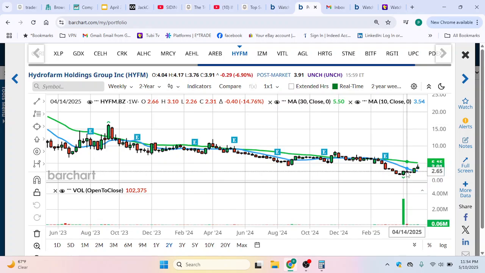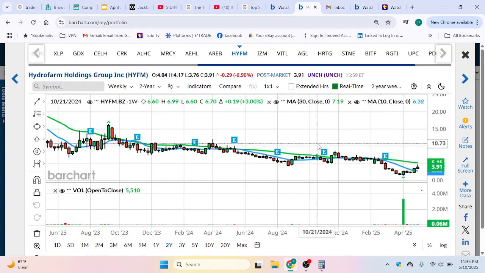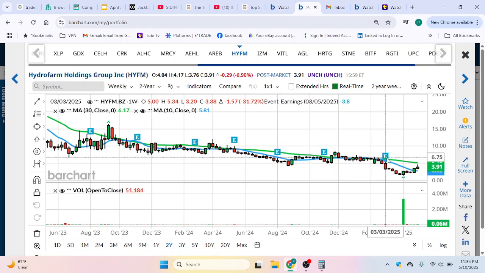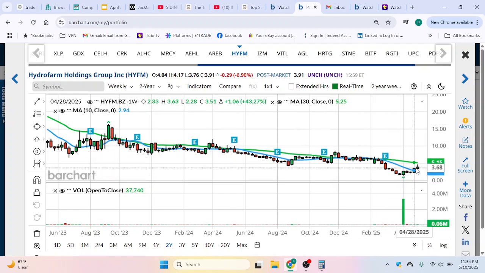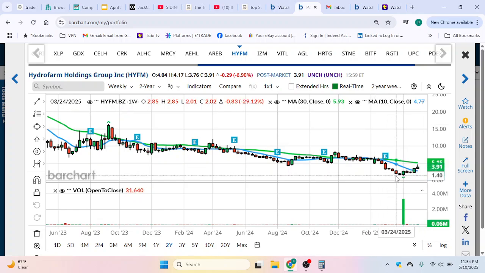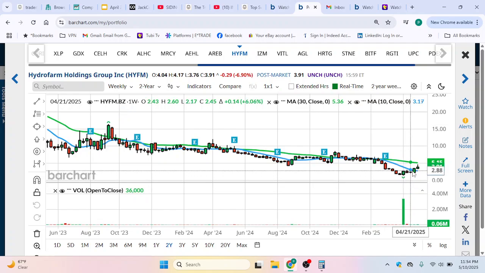And I don't want to get overexposed to something like this because, 1, it's been in this long-term downtrend. 2, it has negative earnings. 3, it would be considered like a penny stock. And 4, it just doesn't have the liquidity to go all in, so to speak. So I just take a small position. I see this volume spike. I'm like, okay, that looks good.